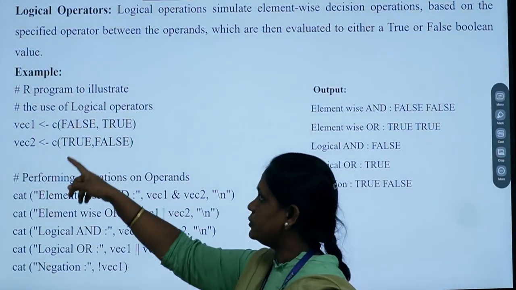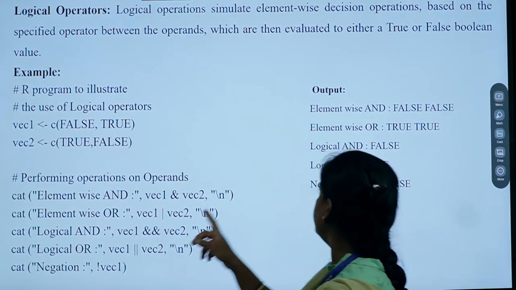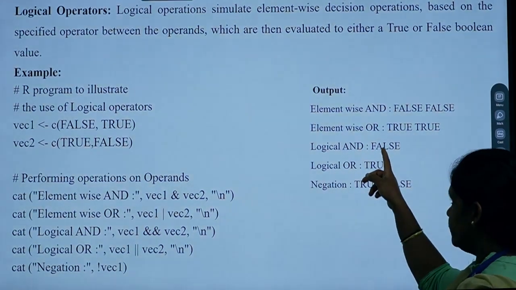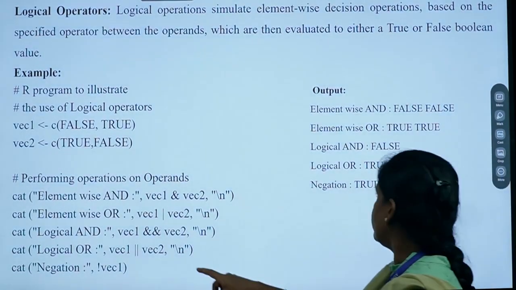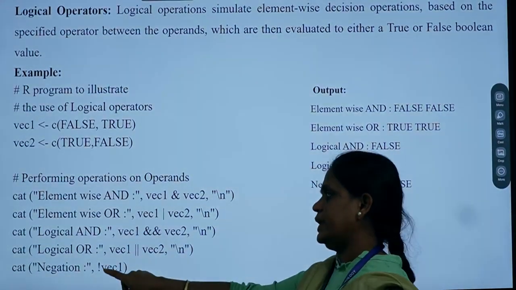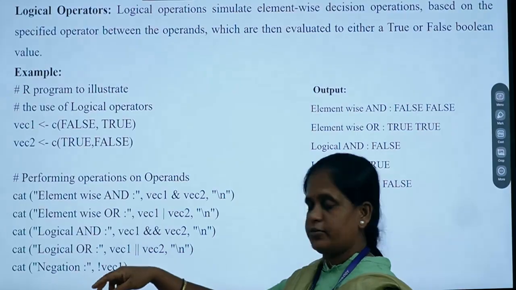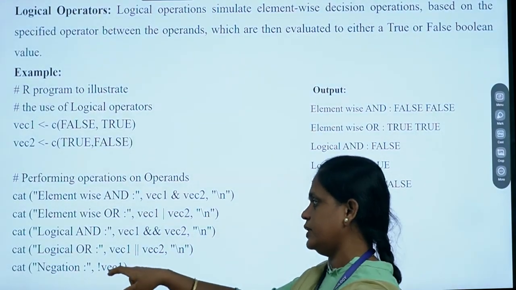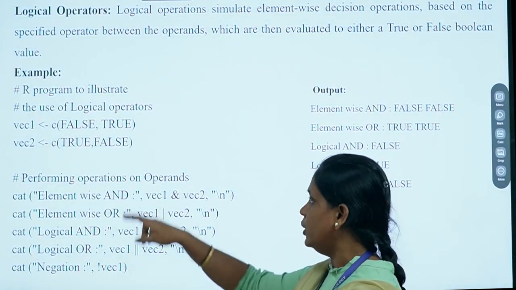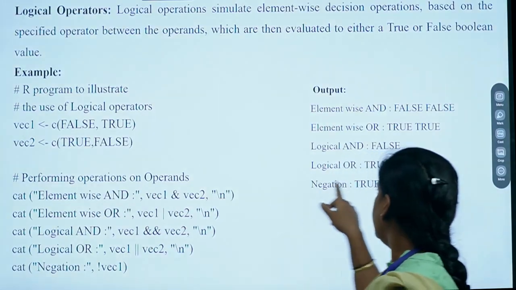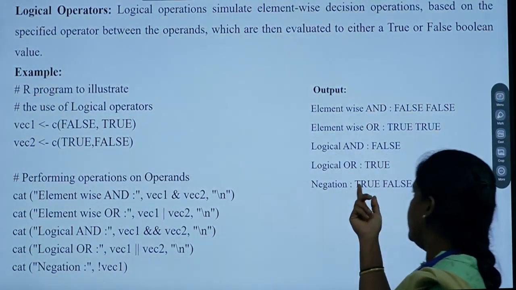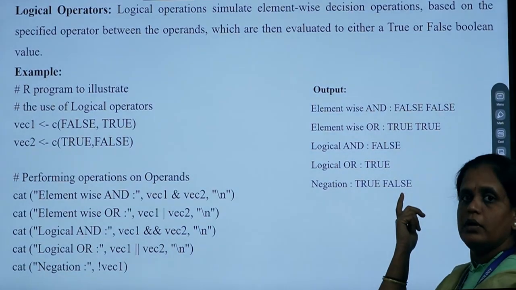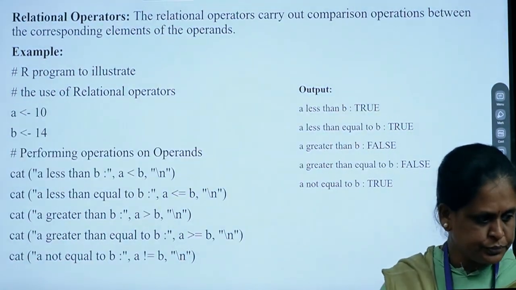Logical AND, so it's again vector 1 and 2. It performs the AND on both, and the result is false. Logical OR will be true. And for the NOT negation, if it is true it becomes false, and when it is false it becomes true. So for vector 1, which was false, true, when you perform negation it becomes true and false.